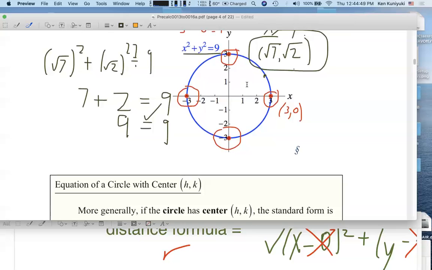Next up, what happens if we translate the circle so the center moves from 0, 0 to some other point, h, k? How do you translate a circle? Next time.